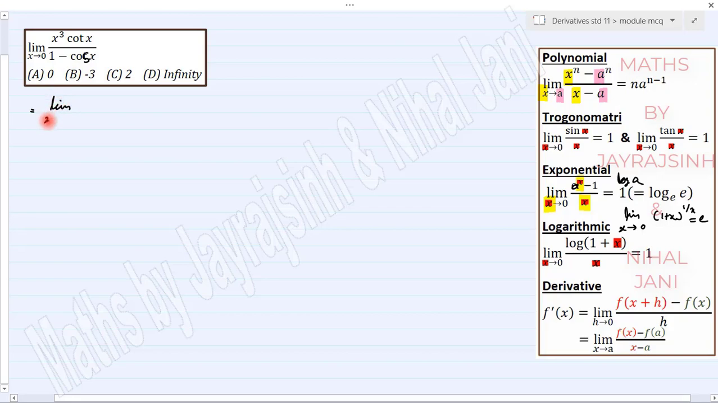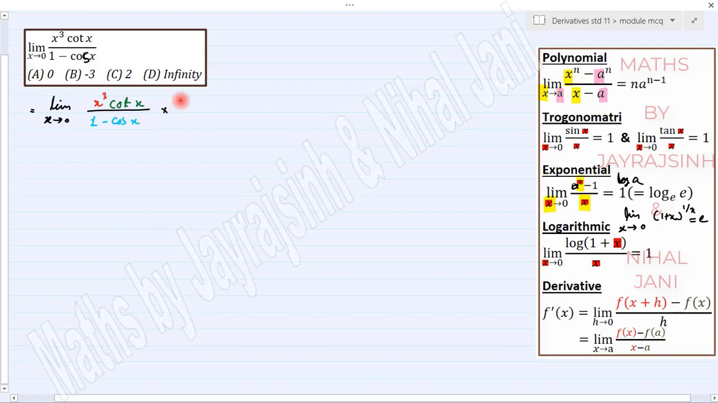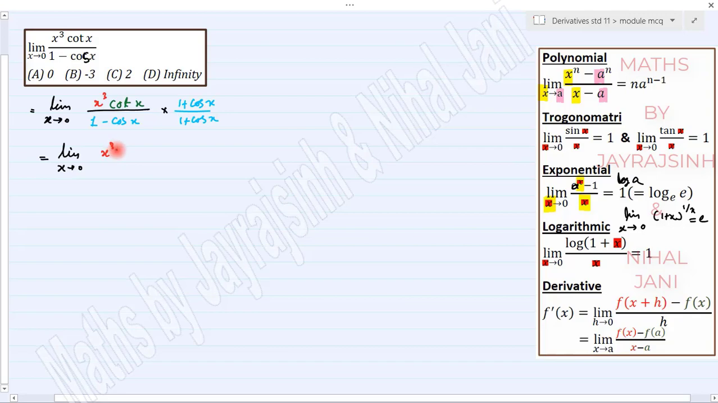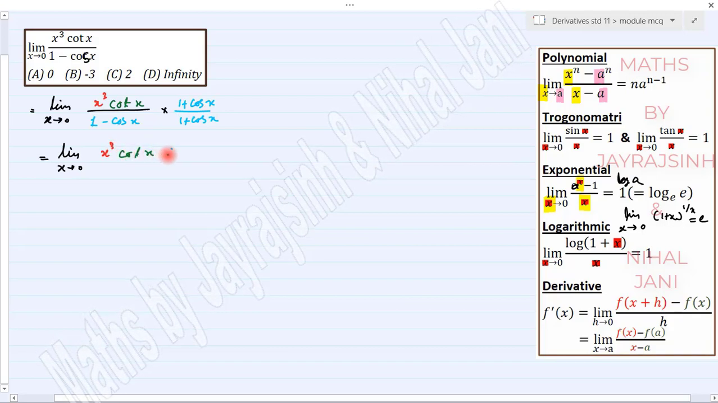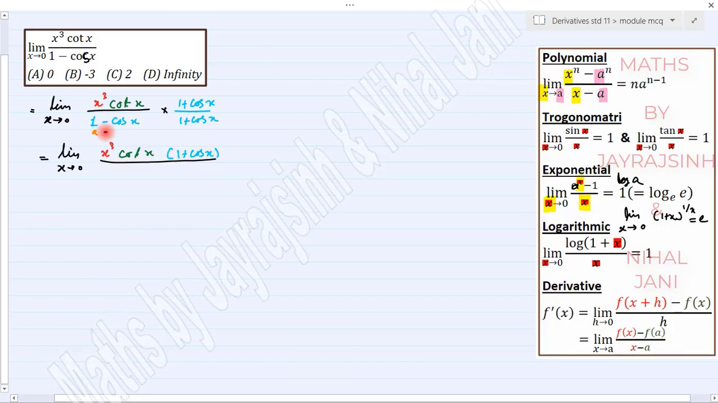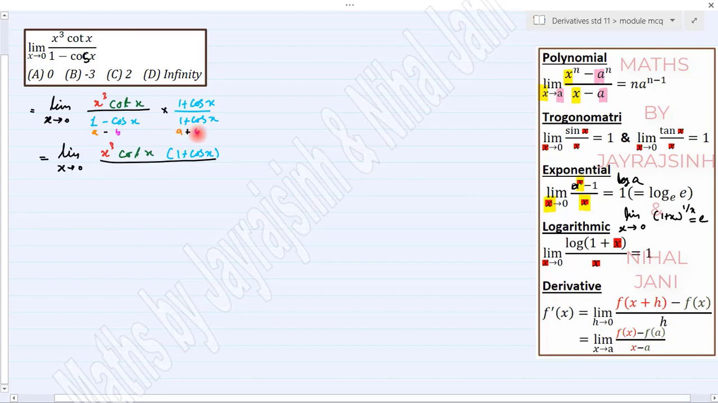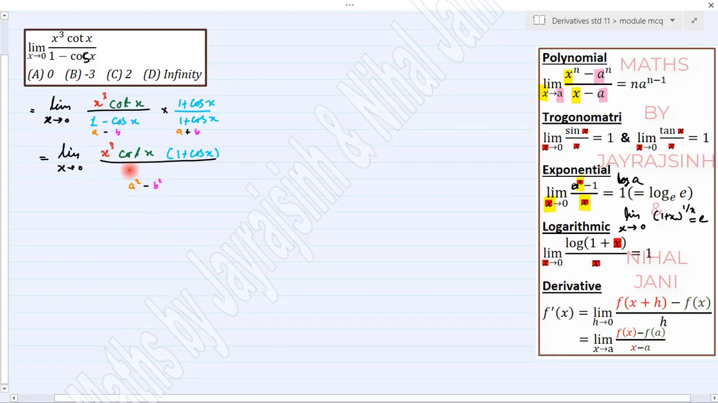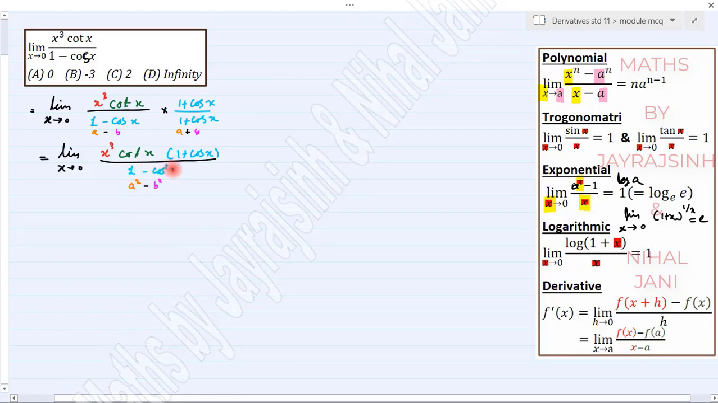Here we have limit x tends to 0, x cube cot x upon 1 minus cos x. So whenever we have 1 minus cos x, we have to multiply its conjugate, which is 1 plus cos x. So limit x tends to 0, x cube cot x and 1 plus cos x will be as it is. And in denominator, we have a minus b and a plus b, which is converted into a square minus b square. So we'll get 1 minus cos square x.